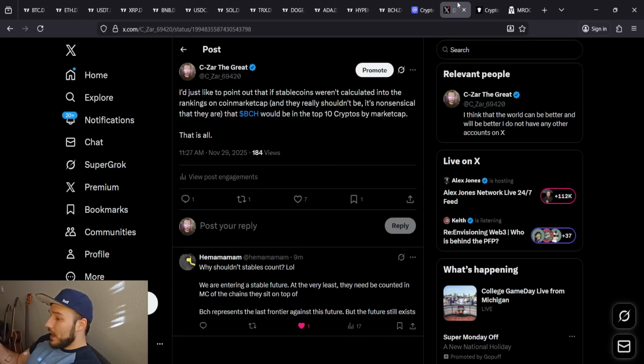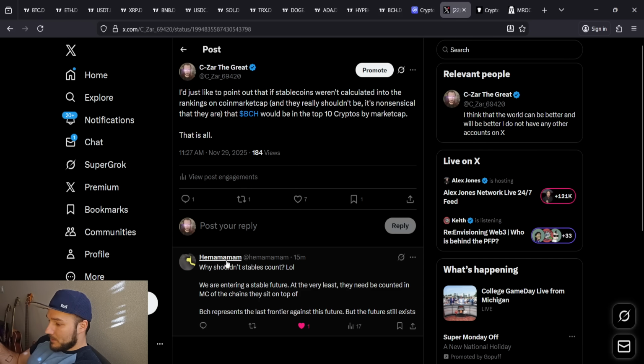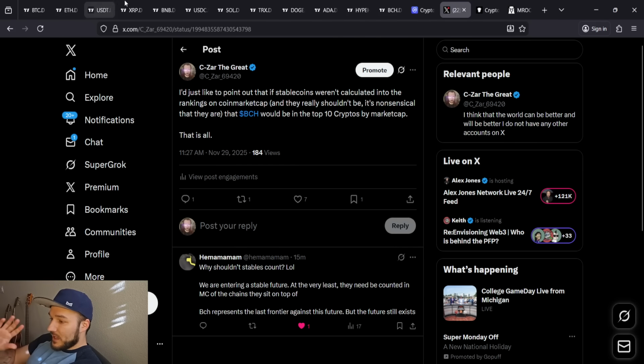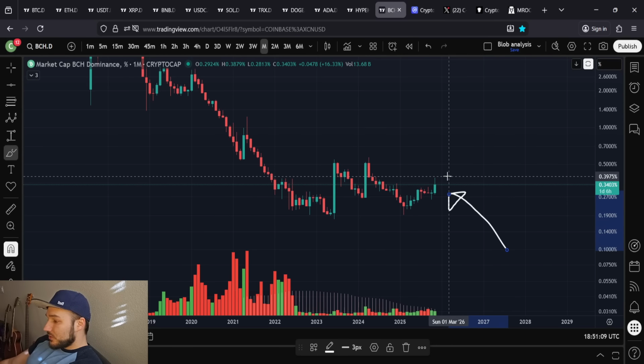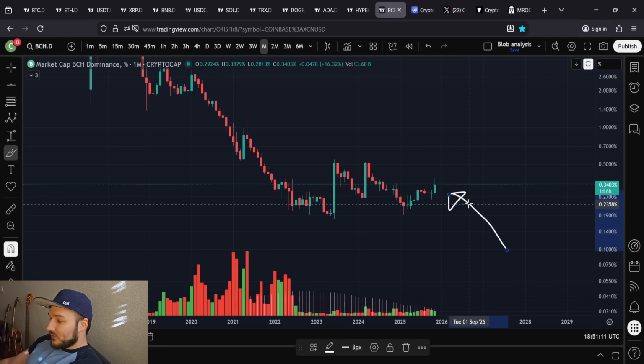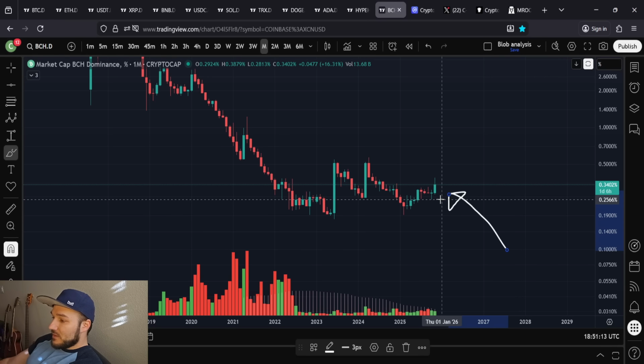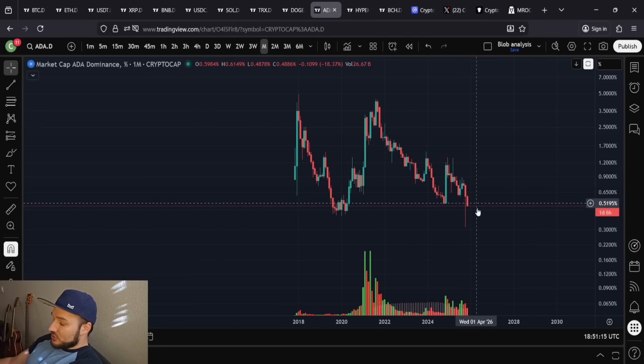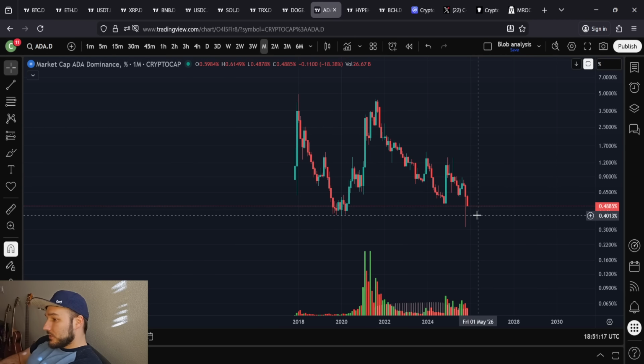And I'm with you, because we should calculate the market cap. I definitely think that's valuable, and that's why we're looking at that here. But Bitcoin Cash, out of all of these cryptos, has not just gained in dominance, but has gained the most. ADA has not just dropped in dominance, but it's dropped the most, right?